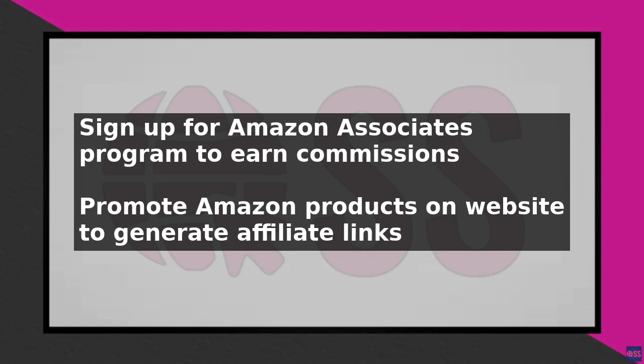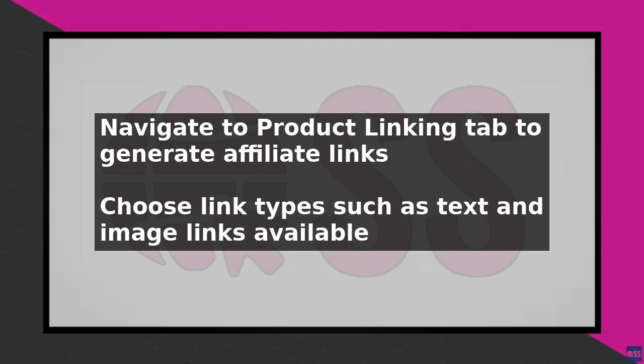You can choose from various link types such as text and image links, or even use the Amazon Site Stripe tool to generate links directly from the Amazon website. Once you have generated your affiliate link, log into your GoDaddy website builder and navigate to the page where you want to add the link.